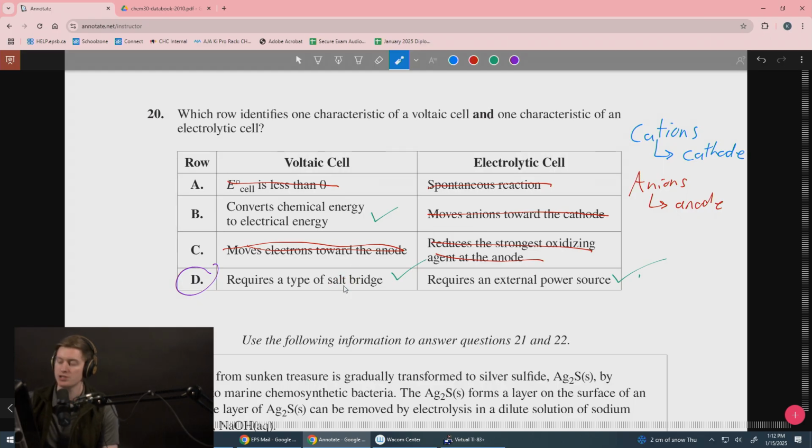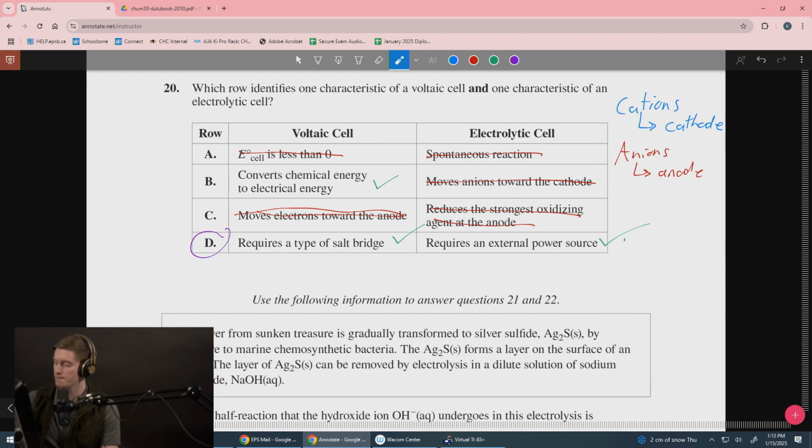The reason why you have a salt bridge in a voltaic cell is you need to separate the reactants so that the reaction doesn't occur within the actual electrolyte. You want to be able to force the electrons to move through a wire so that you can hook them up to some sort of load and get some sort of useful electrical energy out of it. Electrolytic cell requires an external power source because you are providing electrical energy. You're converting electrical energy to chemical energy. It's the opposite of this statement, so that you are reducing basically a weaker oxidizing agent than the reducing agent.